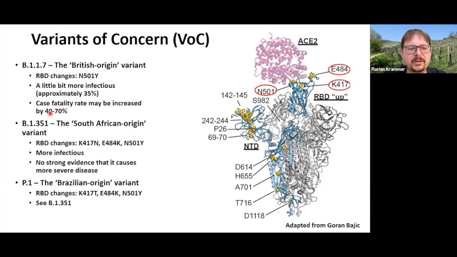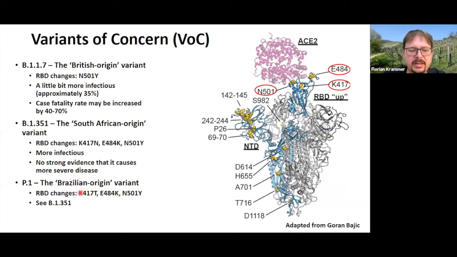It's a percentage. And then we have B1351, which was first detected in South Africa. It has the same change in position 501. It has this Nelly mutation. It also has 2 other mutations, and specifically this E484K mutation, which is here and was nicknamed Eric, is a little bit of a problem because antibodies that usually bind here are then not binding anymore, and you lose a little bit of neutralization activity. And then we have P1, or the Brazilian origin variant, and that has the same Nelly mutation and the same Eric mutation.